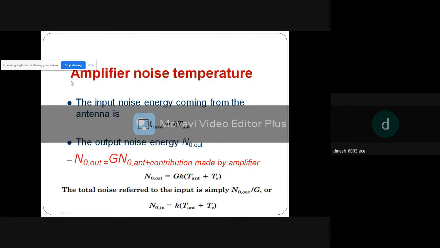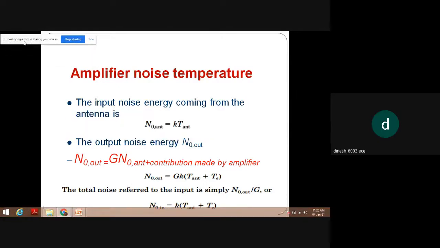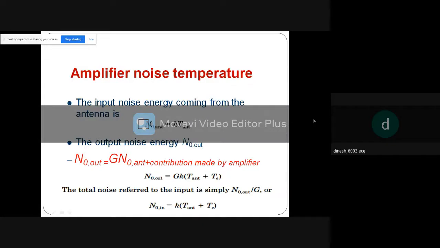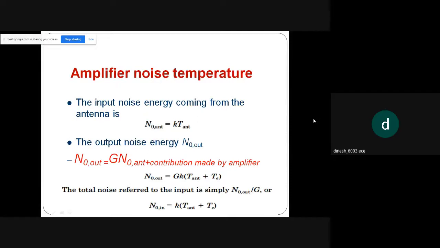So next is amplifier noise temperature. How do I calculate the noise temperature due to an amplifier being present inside the satellite? This is the input noise energy coming from the antenna, N naught, antenna, which is KT.